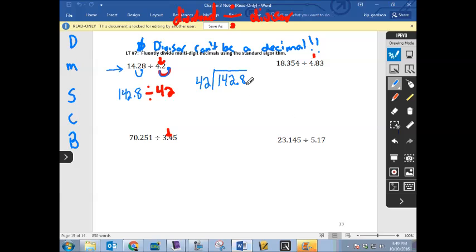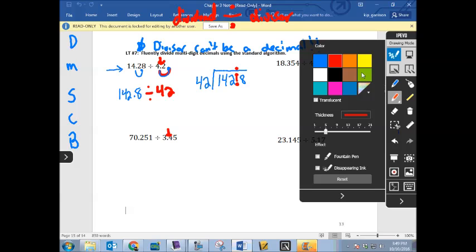That doesn't change at all. The only thing you have to be aware of is if you have a decimal point, the decimal's got to go straight up there. It's got to go straight up. Okay? So now we're ready to get rolling on this.